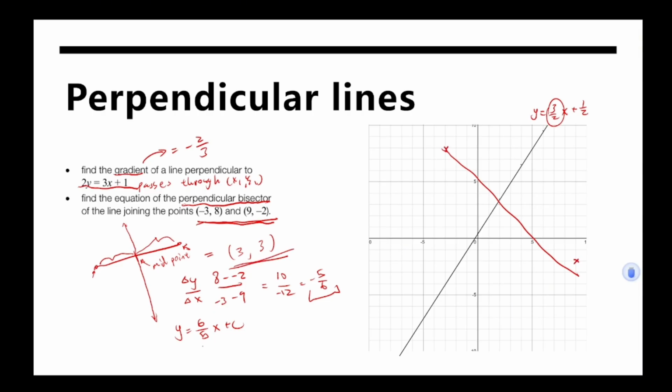Now we know it passes through (3, 3). So when we plug in 3, we'll get 3. So 3 equals 6 over 5 times 3 plus c. c is -3 over 5. Drawing this on the graph properly will be something like this, where the y-intercept is -3 over 5.